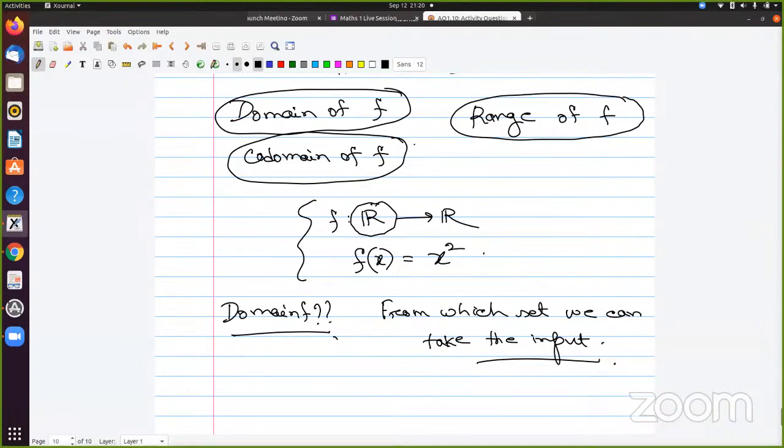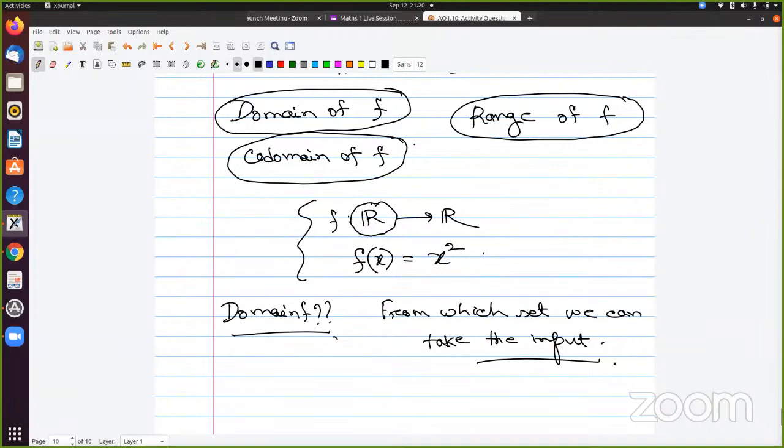Domain is a subset of a set. What does it mean? Domain is a set from which we are taking the input. I think he's asking whether all the elements selected in the domain should contain all the elements of the real numbers, or whether we can select a part. For a different function, it will come differently.